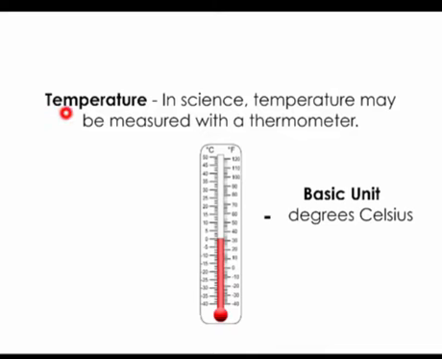Temperature. Temperature may be measured with a thermometer. And the basic unit in science is degrees Celsius. That's what they measure temperature in Canada. So if you're in Canada and you hear that the weather is going to be 2 degrees Celsius, you should know that that's really cold. It's close to around 32 in the US. Right here, you'll see if you look across in Fahrenheit, this is what we use in the United States. But in science and around the world, we use the metric system, which is Celsius.